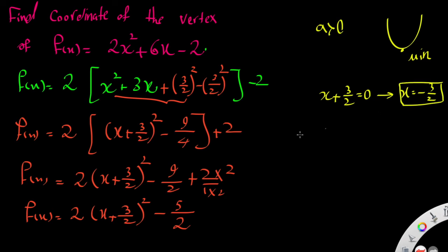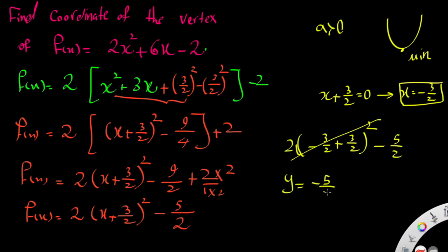It is the x coordinate. To find the y coordinate, put it in the equation. It will be 2 times (minus 3 over 2 plus 3 over 2) to the power of 2, minus 5 over 2. This will be 0. So y will be minus 5 over 2. So the coordinate of the minimum point is actually minus 3 over 2 and minus 5 over 2.